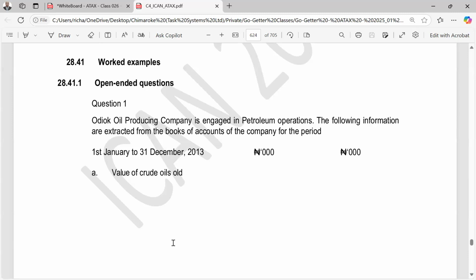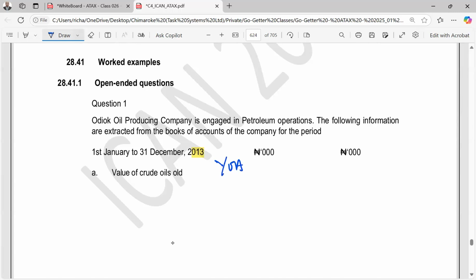All right, so let's read. Odiok Oil Producing Company is engaged in petroleum operations, so that's upstream. The following information are extracted from the books of account of the company for the period 1st January to 31st December 2013. So it's always 31st December. So now this is 2013. What does it tell us? It tells us that the year of assessment is 2013.